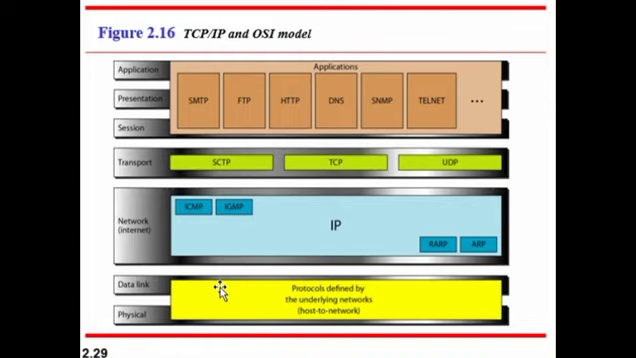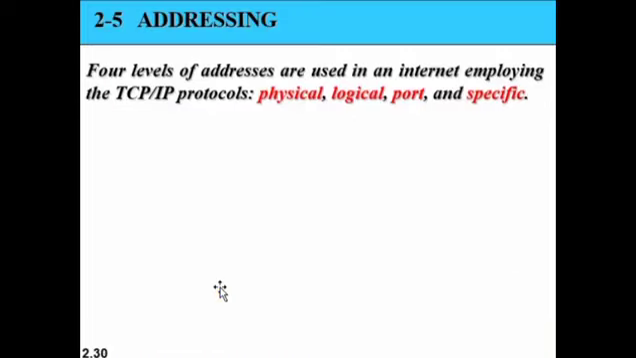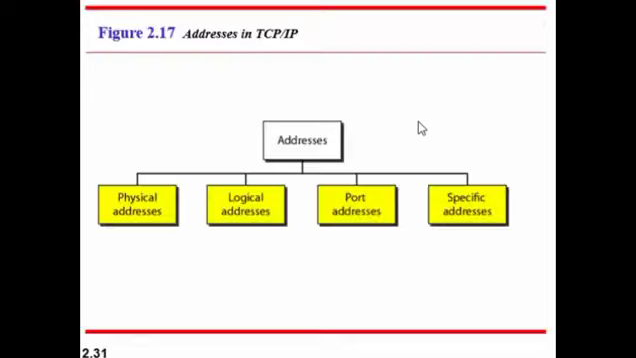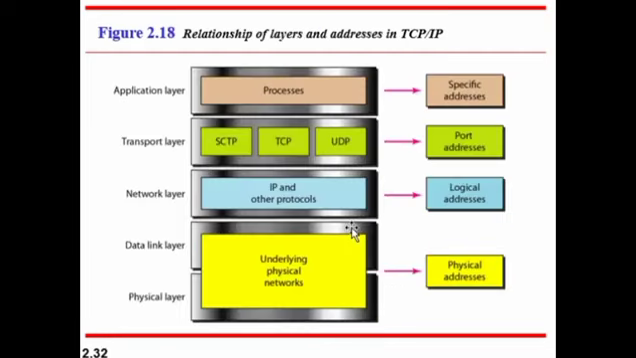Now we have different addresses for all the layers. We have four levels of addresses that are used in the internet employing the TCP/IP protocols. So what are these four levels? These are physical addresses, logical addresses, port addresses, and specific addresses, right? So these are the four different forms of addresses. Where we use them, we will now discuss accordingly with the layers.